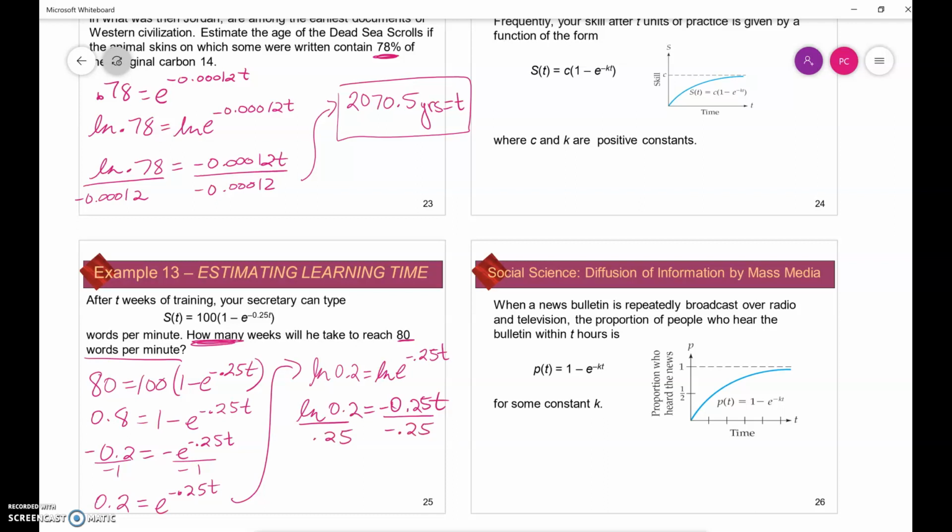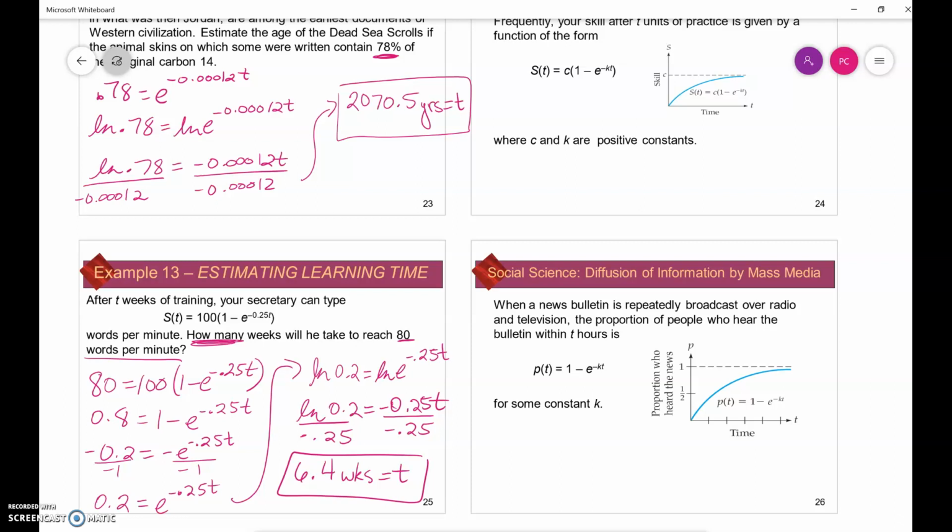Again, when you're plugging this in your calculator, if your calculator opens up a parenthesis for the ln of 0.2, make sure you close that parenthesis before you divide by the negative 0.25, or you will get a really funky answer. So when we divide this, we'll end up with 6.4, and again that'll be weeks, to get up to 80 words per minute. So after 6.4 weeks of training, the secretary should be at 80 words per minute.